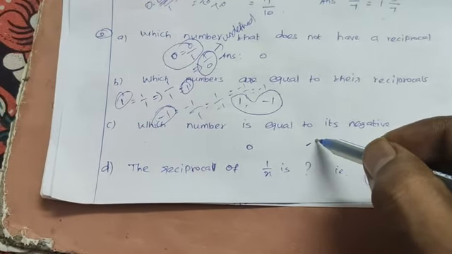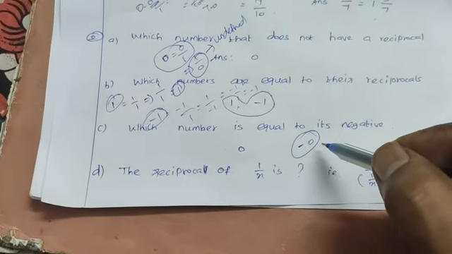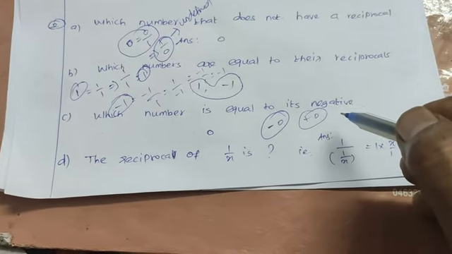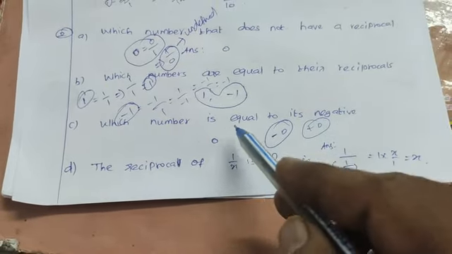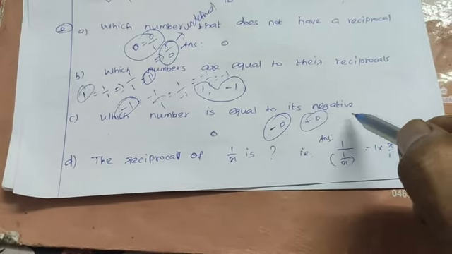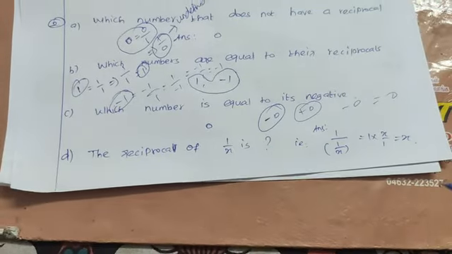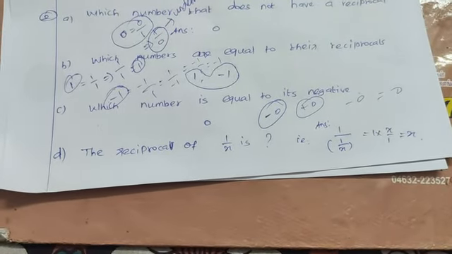So minus 0, there is no meaning of minus 0 plus 0. That's why 0 is neither positive nor negative. Suppose which number is equal to its negative? Minus 0 we can write as 0. So that's why 0 is equal to its negative.